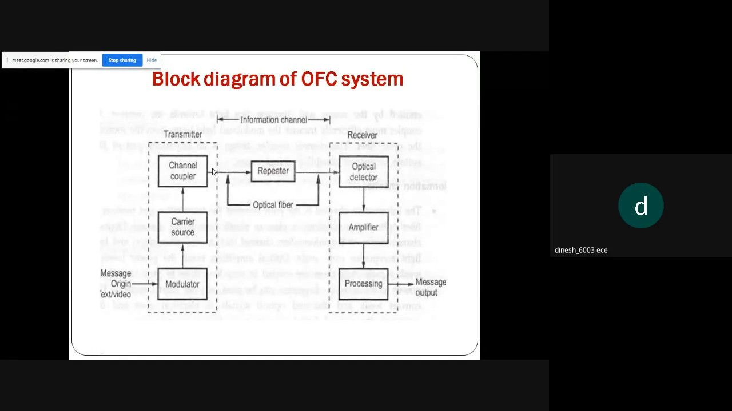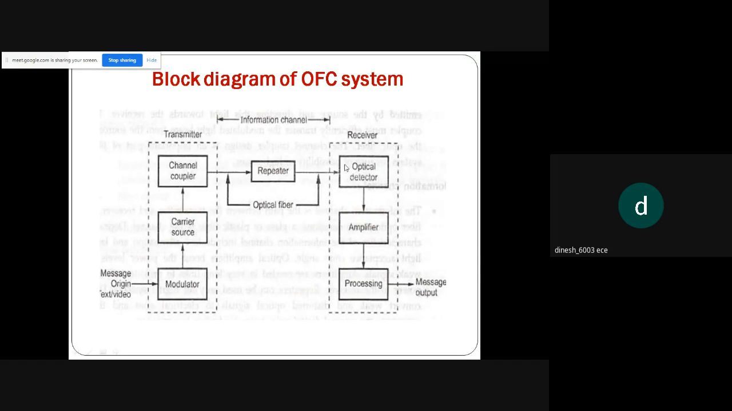So here, from the channel coupler to the repeater, and then from the repeater to the optical detector, it is all made up of optical fiber cable. The region between the transmitter and the receiver is called the information channel, as we all are familiar. The signals transmitted from the sources are repeated and passed on to the optical fiber cables, then they reach the receiver.